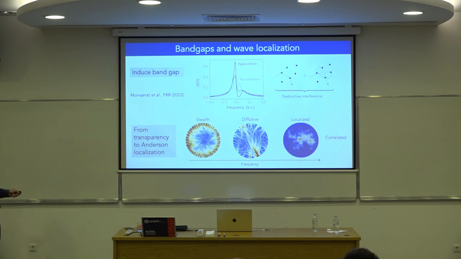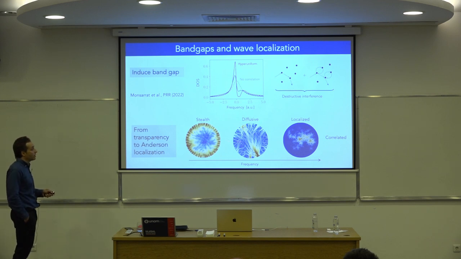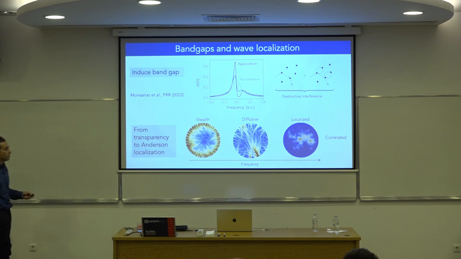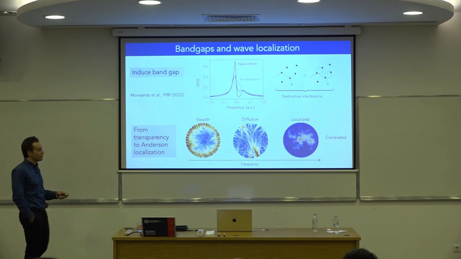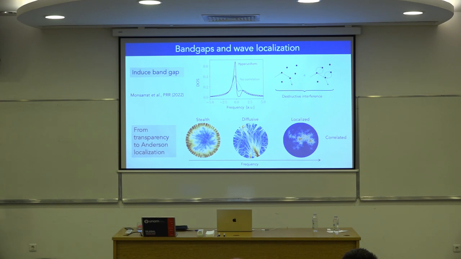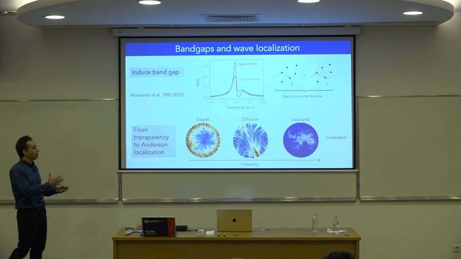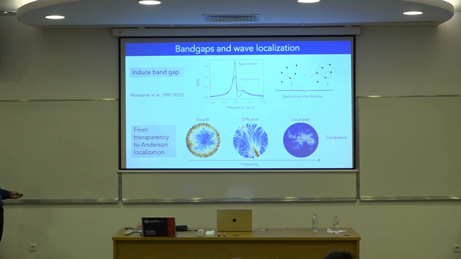When you increase the frequency, you lose this transparency effect, and the modes become more complicated. In fact, you are back to the diffusive regime. And now when you reach the region where there is a gap, you can even find some localized modes, and you can even show that there is a phase transition between these two regimes that we call the localization transition, which is induced here by the frequency. All these pictures are in the same correlated phase, but we change the frequency.